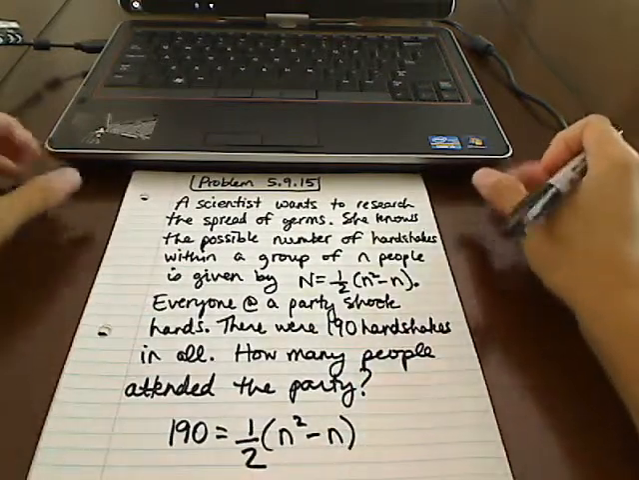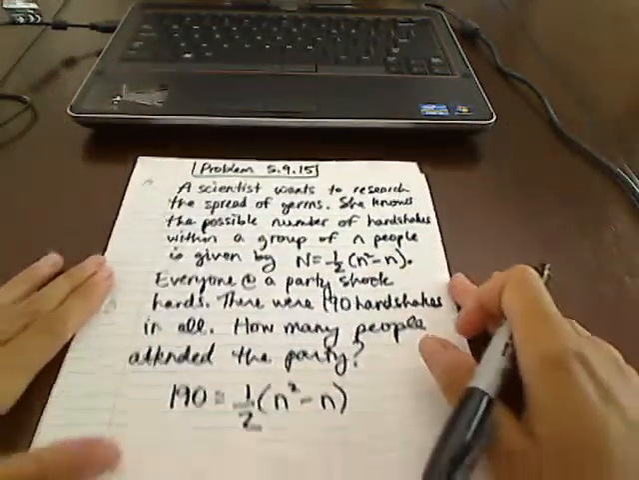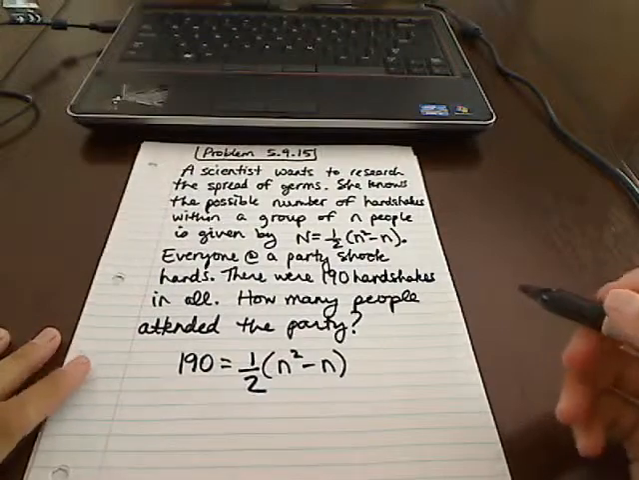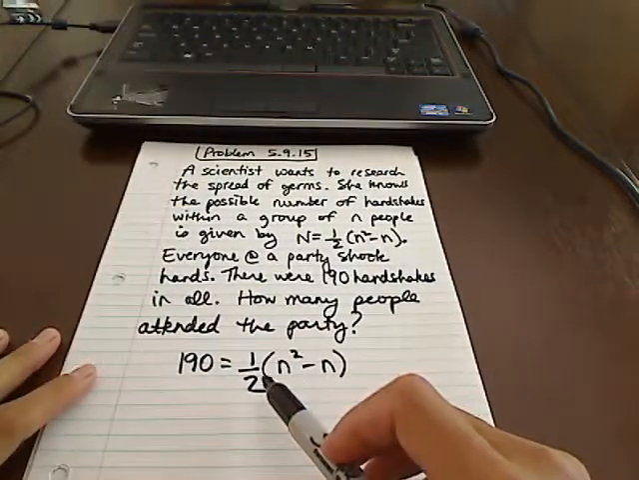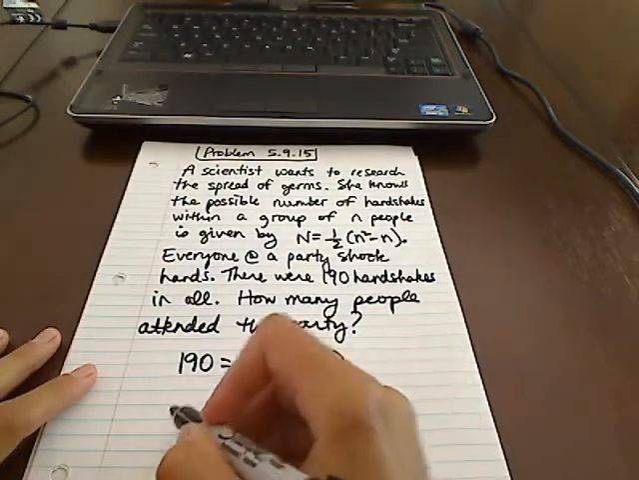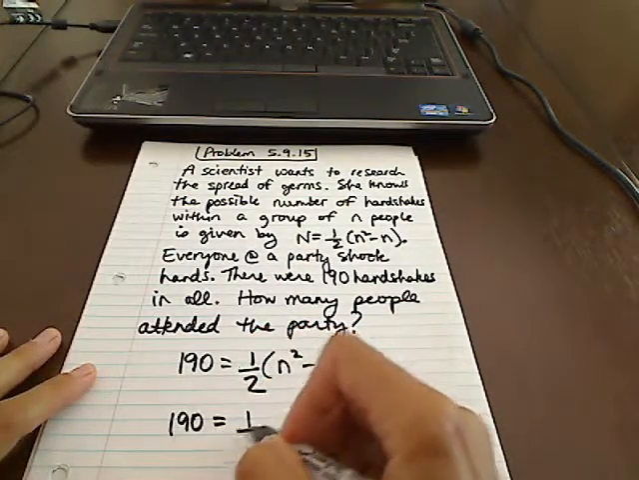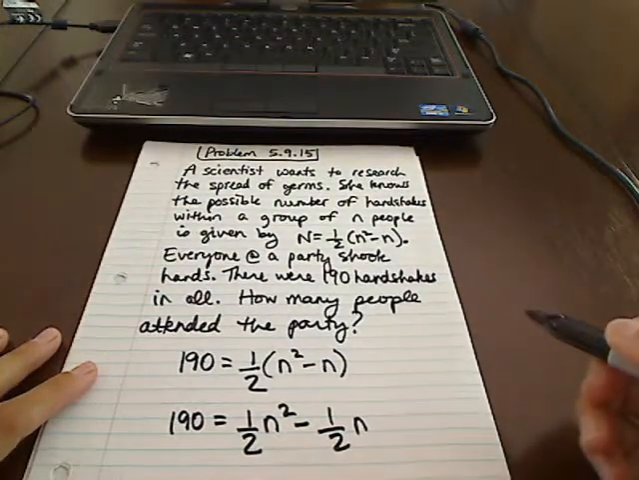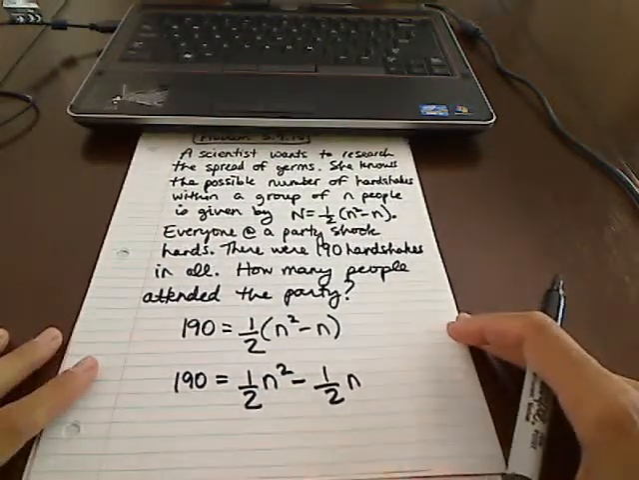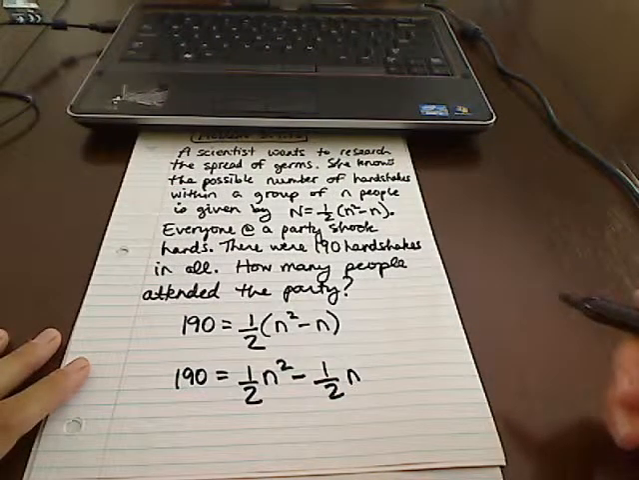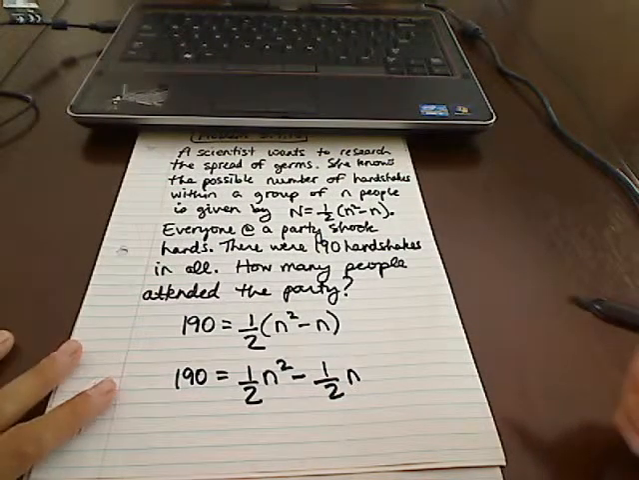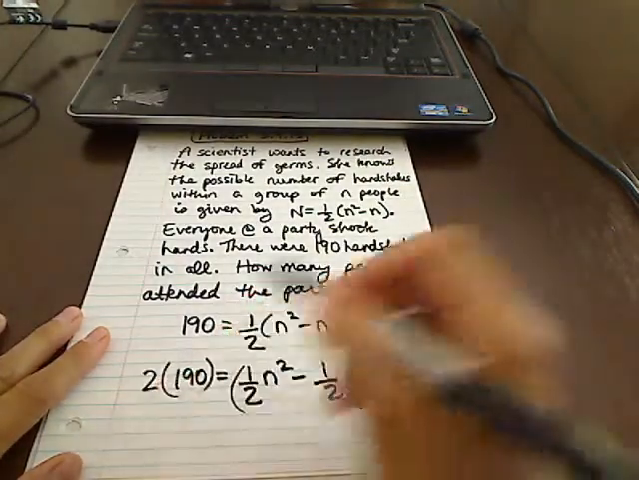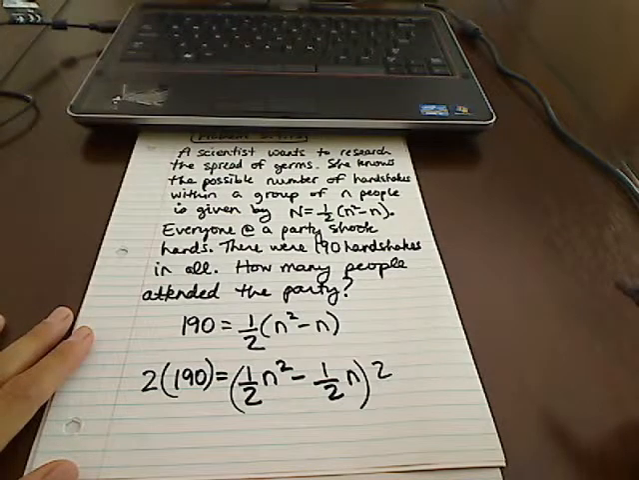Okay, so it's 190 equals 1/2 times this n squared minus n. Okay, so if we want to solve this, first thing we're going to want to do is take this 1/2 and distribute it. So it's going to look like 190 equaling 1/2 n squared, and then minus 1/2 n. Okay, and I would probably want to clear the fraction here, just make it easier to work with. So I'm going to multiply both sides by 2. That's the common denominator in the problem. And if we multiply by 2, that'll end up clearing the fraction.